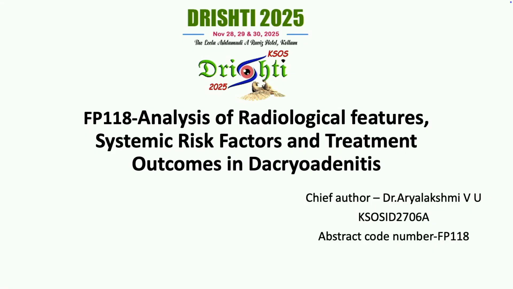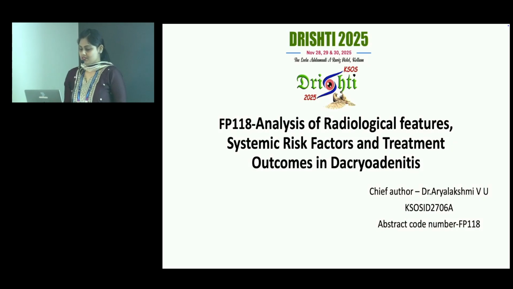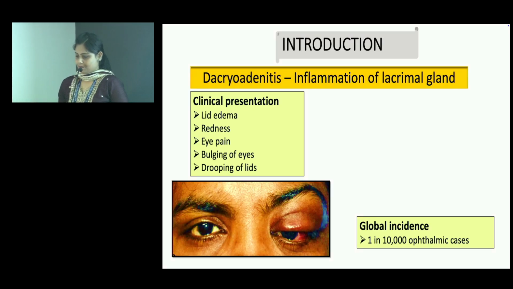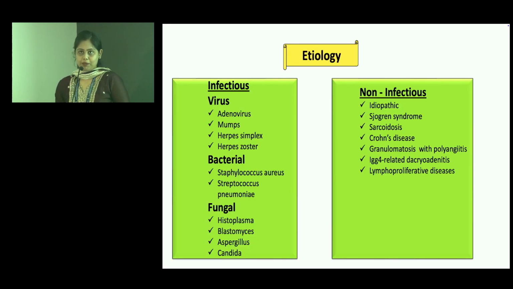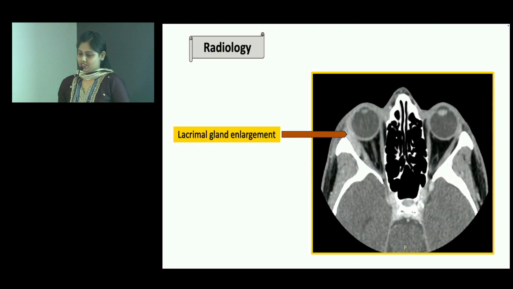My topic is analysis of radiological features, systemic risk factors and treatment outcomes in dacryoadenitis. Dacryoadenitis is the inflammation of the lacrimal gland. Patients present with features of inflammation, with a global incidence of 1 in 10,000 ophthalmic cases. On examination, you will see an enlarged and erythematous lacrimal gland. Causes can be many, infectious or non-infectious.